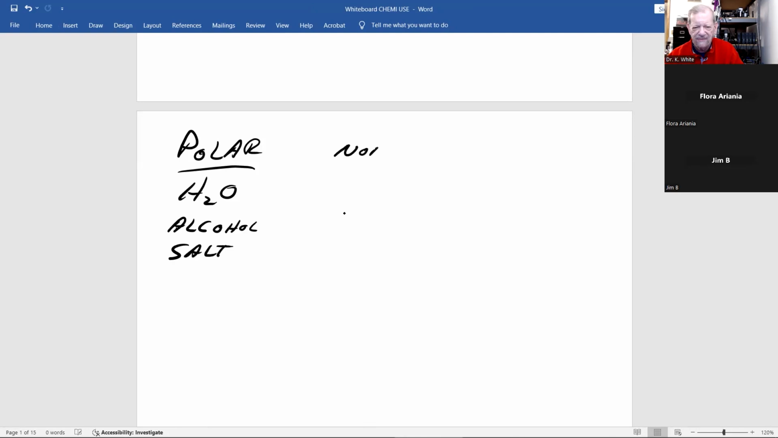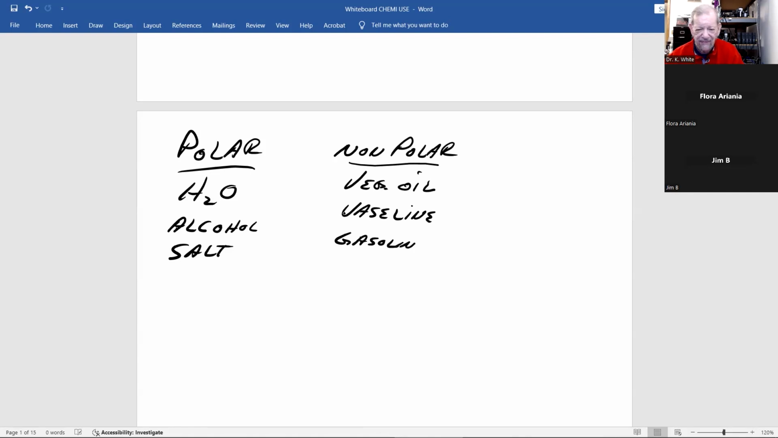What's nonpolar? Vegetable oil, Vaseline, also known as petroleum jelly. Gasoline is nonpolar. And if you took water and vegetable oil, like oil, vinegar, or dressing, mix it up, they separate because like dissolves like. One's polar, one's nonpolar.